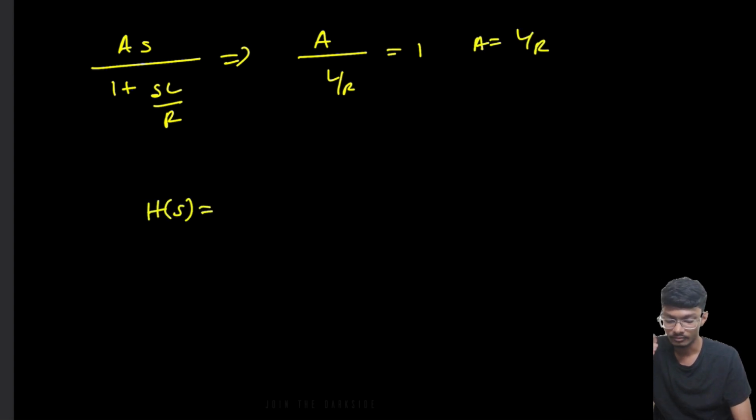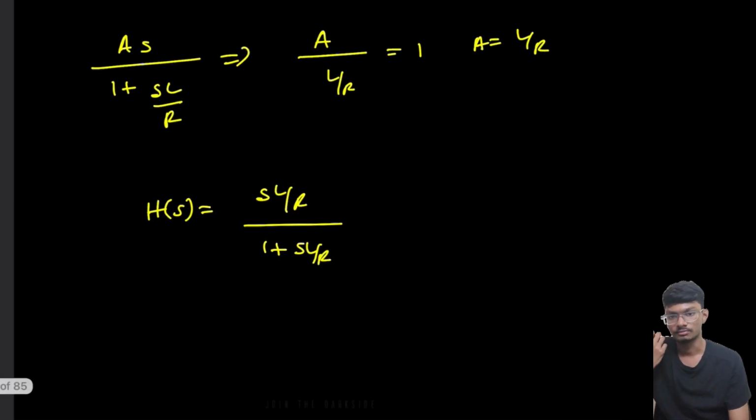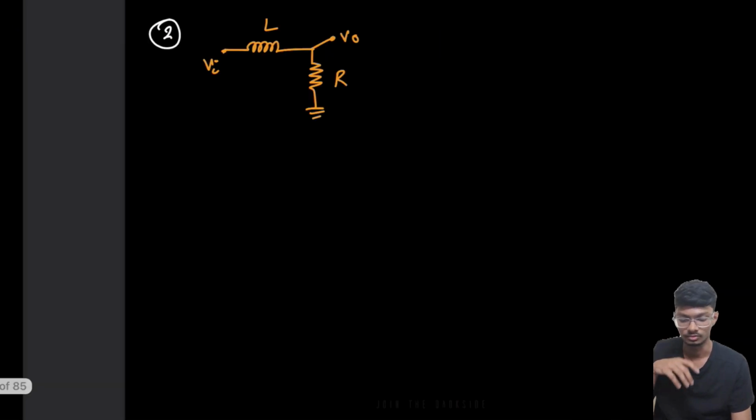So what are we getting as the transfer function? Basically s L by R over 1 plus s L by R. Now this is easy. If you do this without the intuition, you can easily find it out. But in the next few circuits, it will be a bit difficult to find it out from normal calculation, voltage division rule and all that.